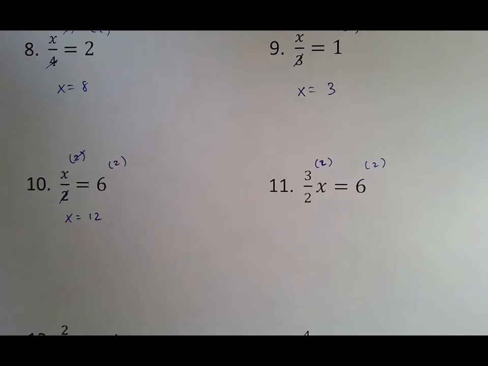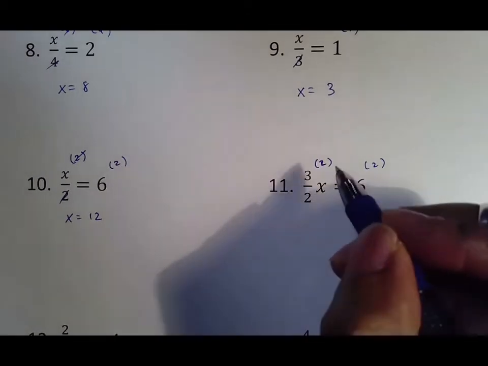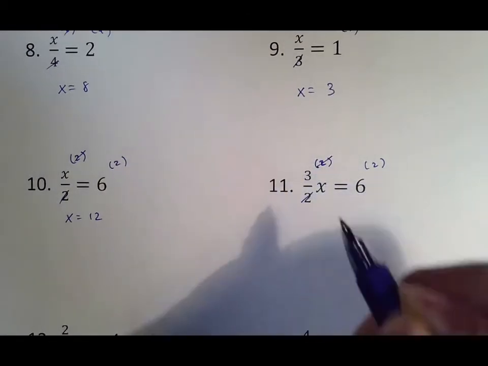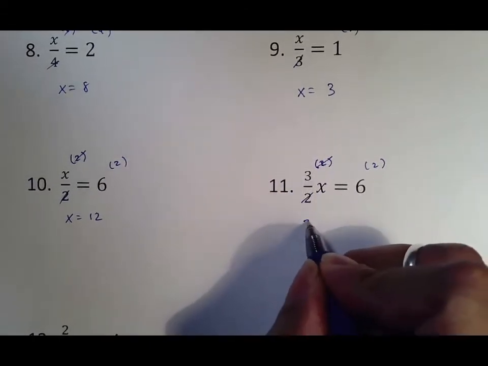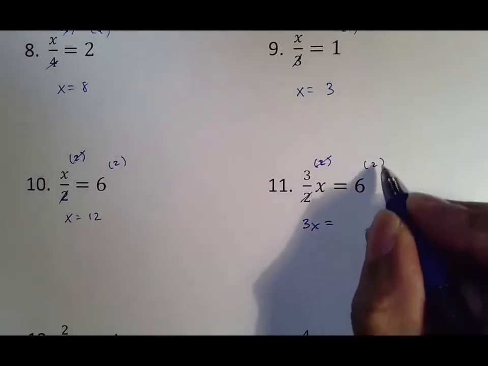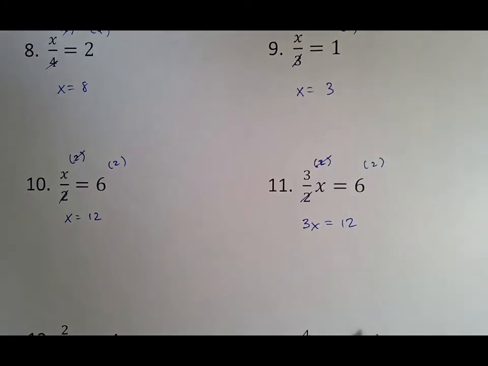Now pay attention to this, because here's the trick. Remember I said that a 2 on top and bottom cancel and everything else comes down, which means that 3 and x comes down, equaling 6 times 2, which is 12.